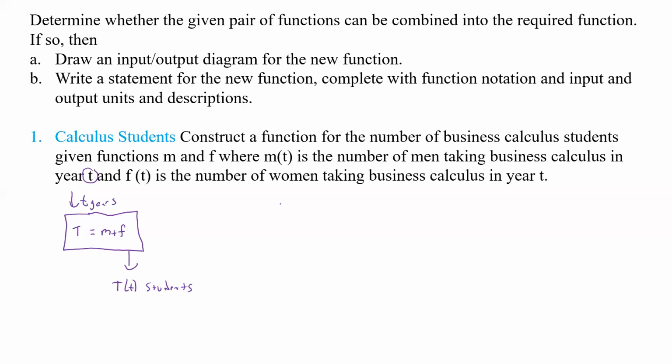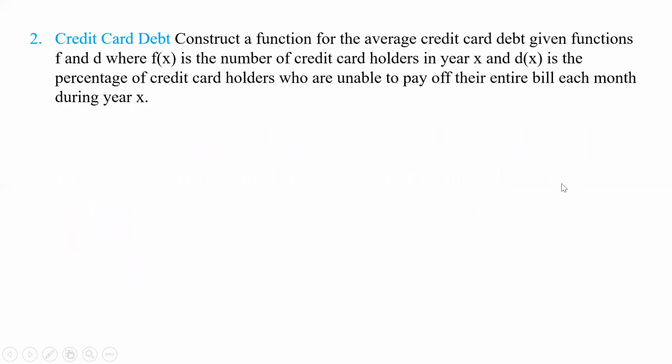So if we plug in that, that's going to say our T of t is equal to our m of t plus our f of t, and that's going to give us the total students, okay? So we're going to have male students plus female students is equal to the number of total students in business calc in year t. Okay, so that many students in year t. Okay, and so that does work. And those are just adding two functions together. Okay. What about this one?